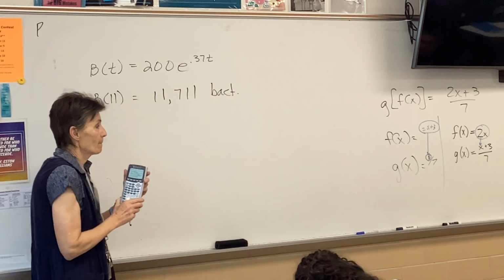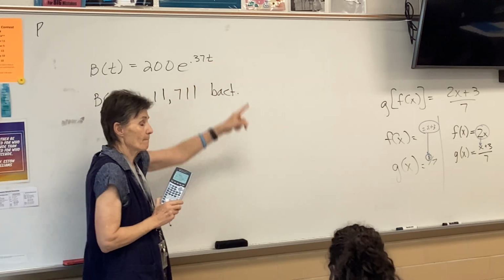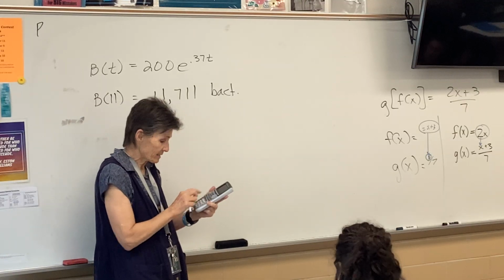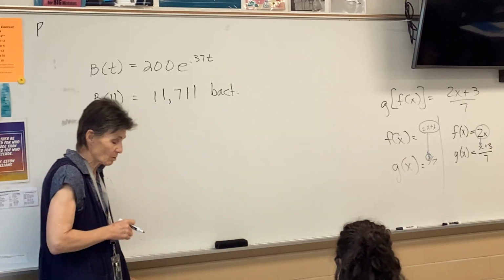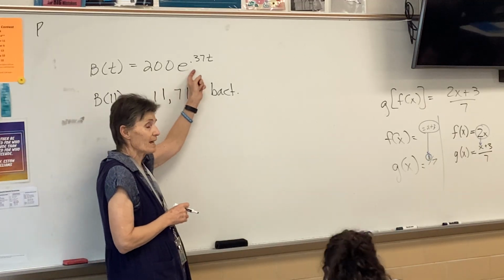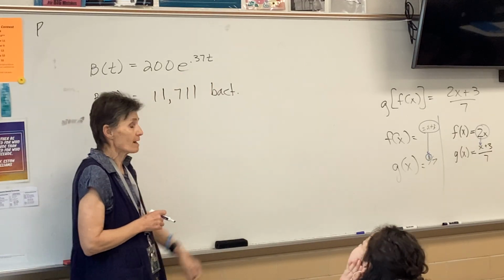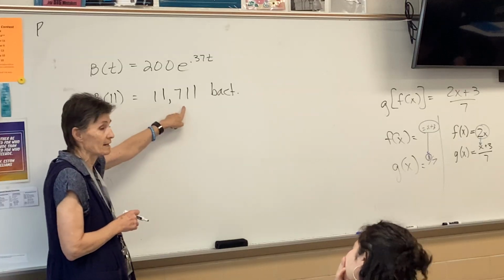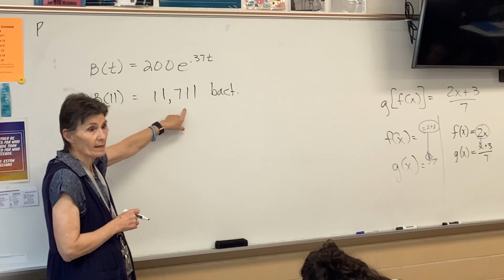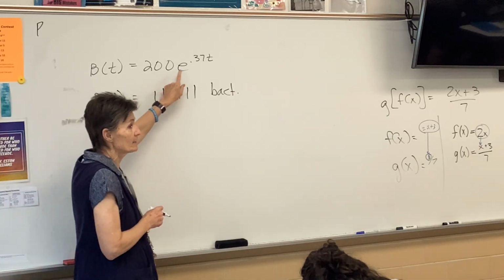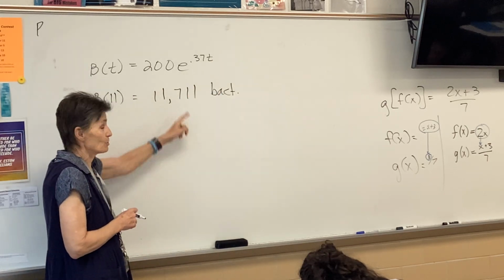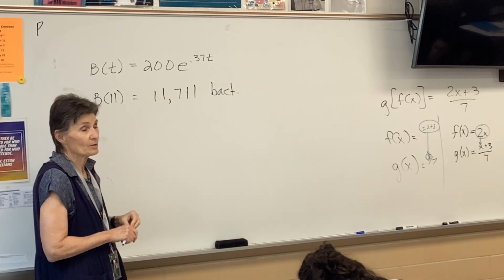Wait, we plugged in 11. It says T is 11 minutes. T is minutes, so we're plugging it in. So 200 sec ln 0.37 times 11 equals, and that is what you should come up with. Okay, one more time. 200 sec ln 0.37 times 11. That's what you come up with. Okay, Jimmy, are you with us?